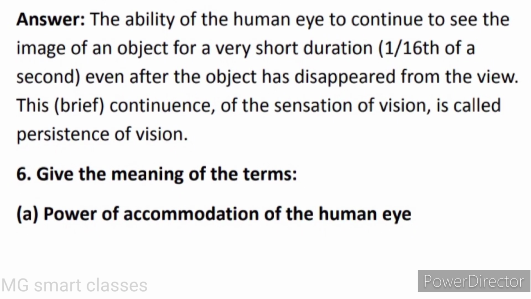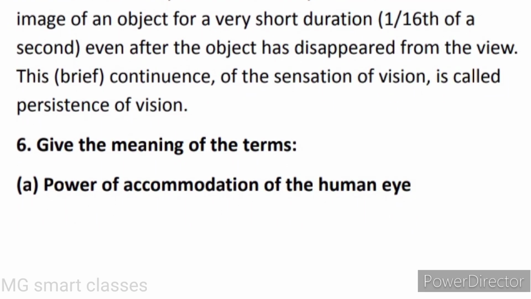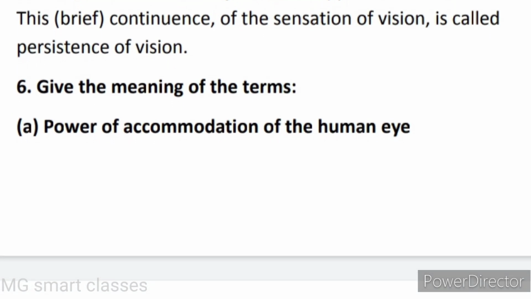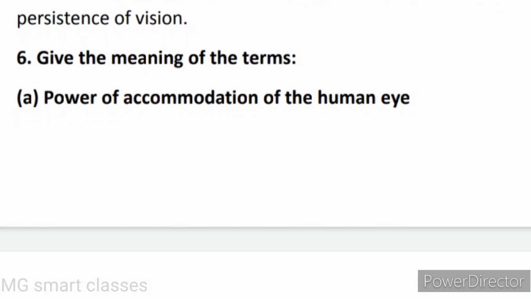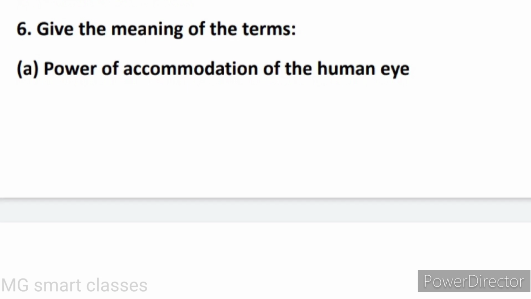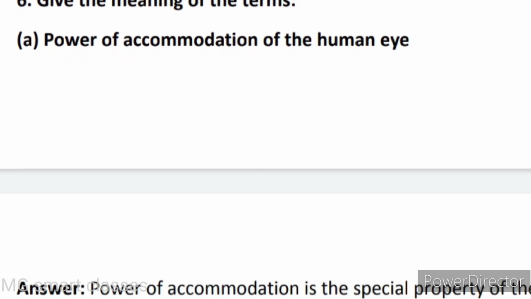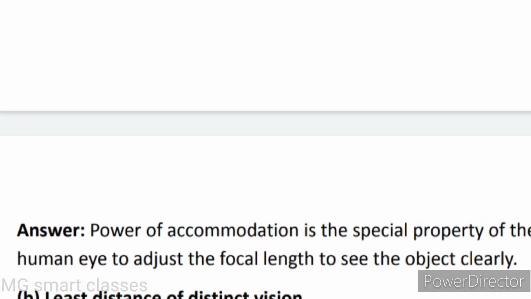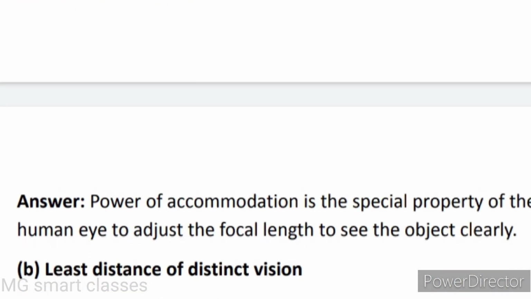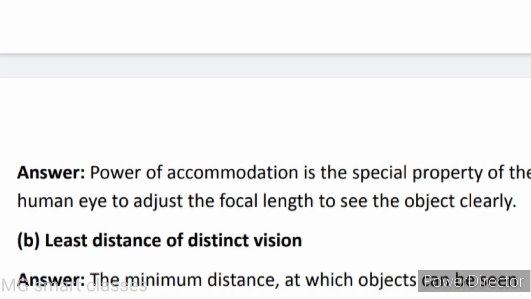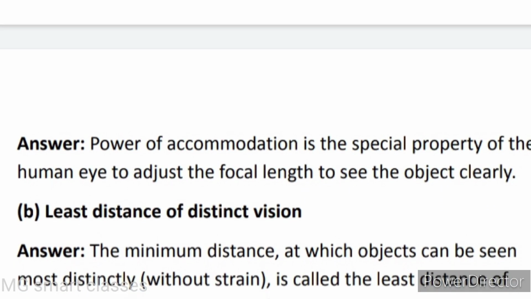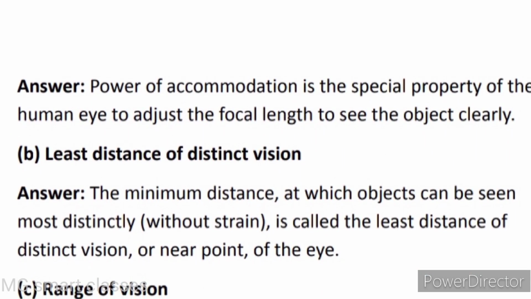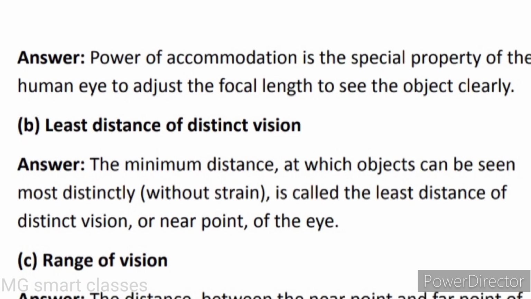Question number 6. Give the meaning of the term. A. Power of accommodation of the human eye. Power of accommodation is the special property of the human eye to adjust the focal length to see the object clearly. B. Least distance of distinct vision. The minimum distance at which object can be seen most distinctly is called the least distance of distinct vision or near point of the eye.